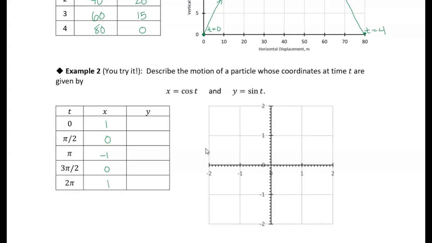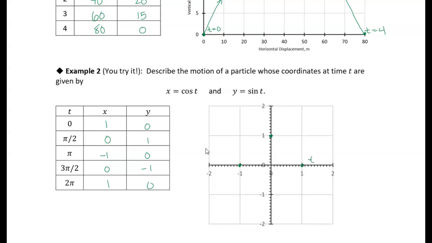Now we can do the same thing for the sine, because y is sine of t. So we're going to get 0, 1, 0, minus 1, 0. Now we can plot those points. Really, these are all values that are either on the x or the y axes, right? So we may need to plot a few more points in order to get a better sense of what's going on here. Because, okay, so 0, 1, 1, 0, 0, 1.